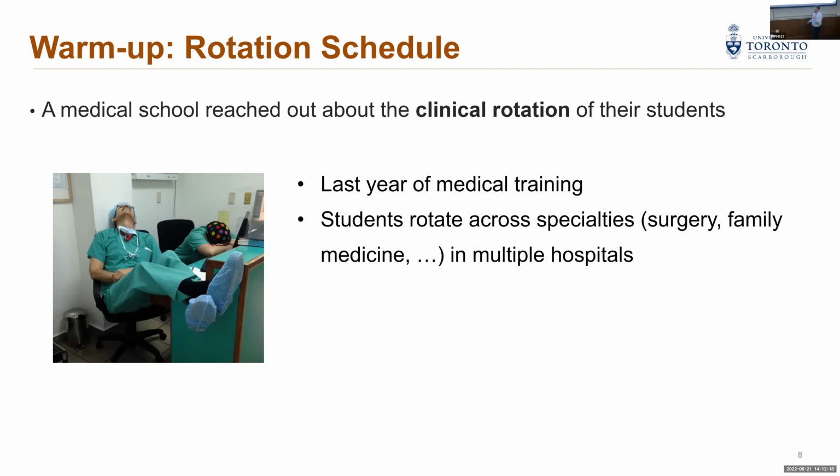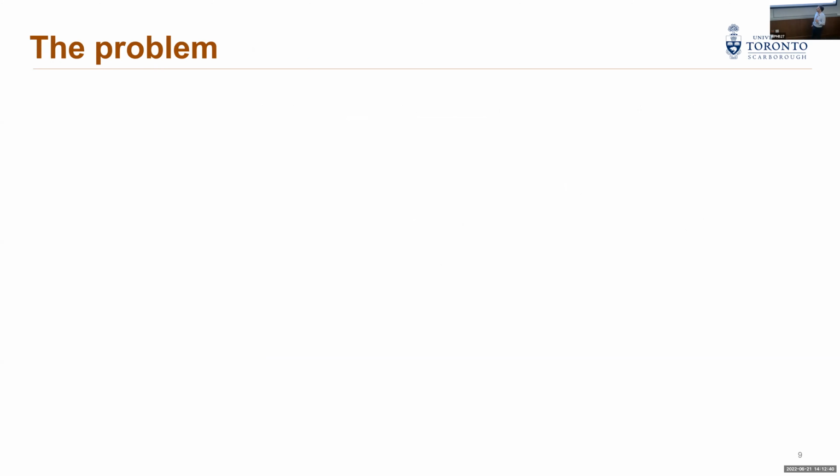So basically, they rotate across different specialties. They go to surgery, family medicine, in multiple hospitals. This is what they go through. And I was surprised when I saw the numbers. It's a multi-million-dollar process. The hospitals spend so much money in allocating capacity to different places, in sending students, in paying travel for students to go to these rotations in different countries. So it's a complicated process, okay?